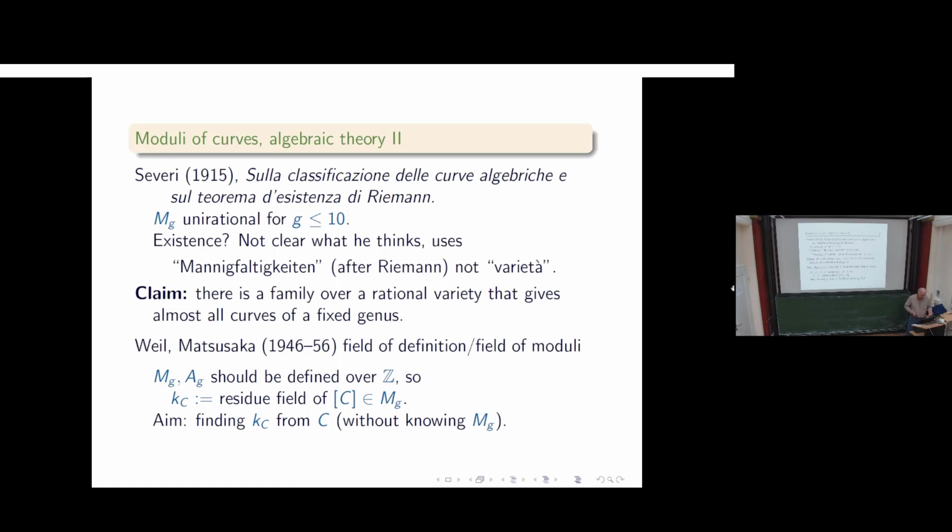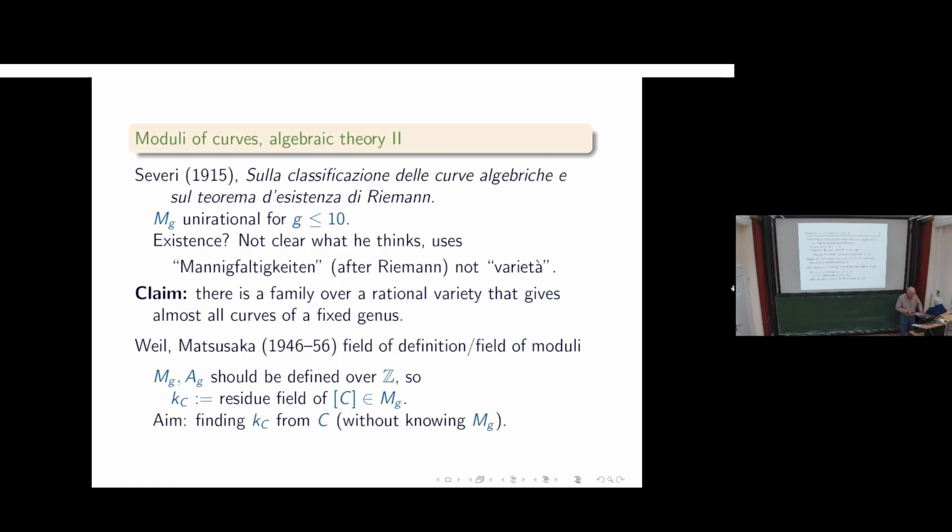He just says that there's a family over some rational variety that gives almost all curves of a fixed genus. And so this rational family maps dominantly onto it. Whether it exists or not, there is not a major issue from this point of view.